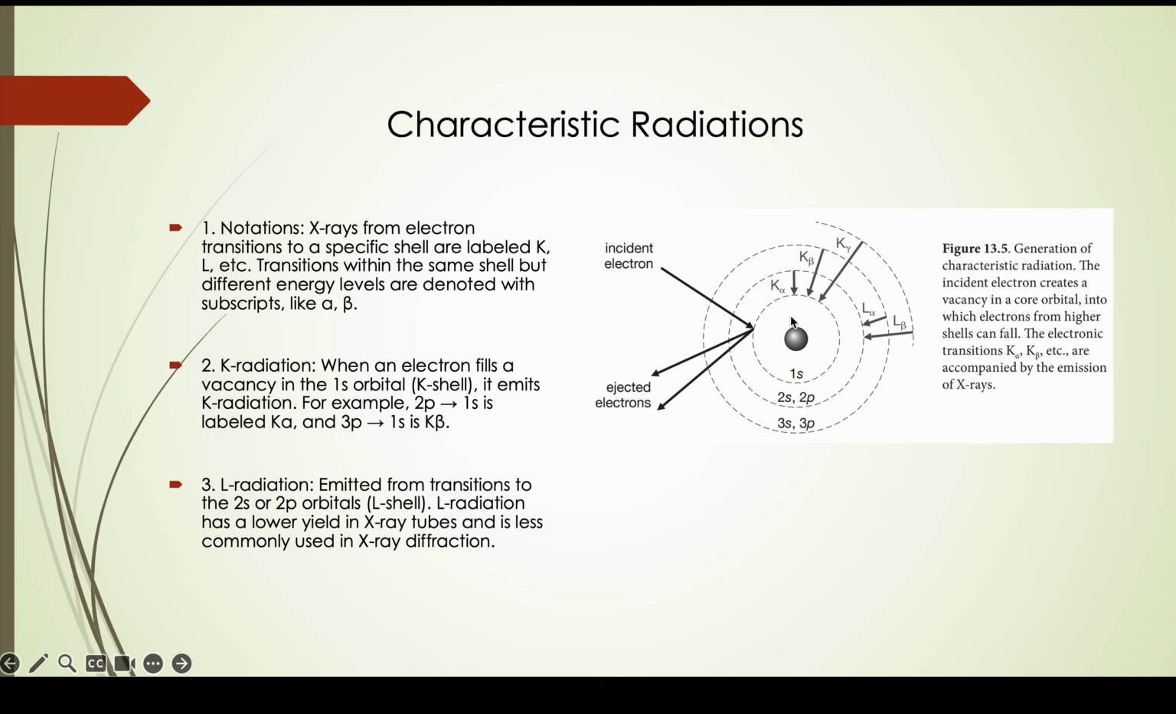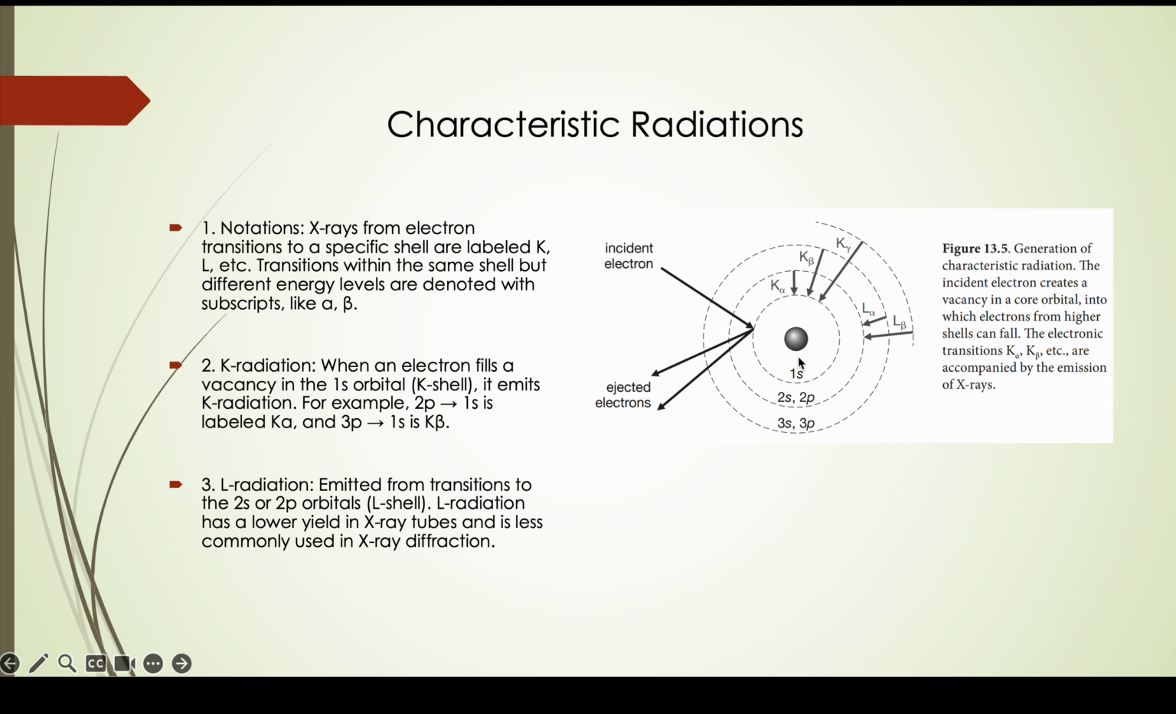So here is the nucleus and the 1s orbital is here. When an electron comes to fill the 1s shell from the next shell, it is known as K alpha. When it is coming from the next to next shell, it is known as K beta. Similarly, if it comes from the shell after that, it is known as K gamma. So that's how we name it.